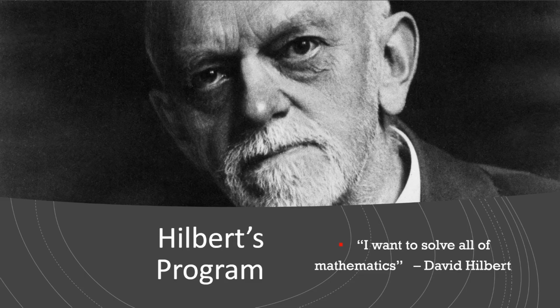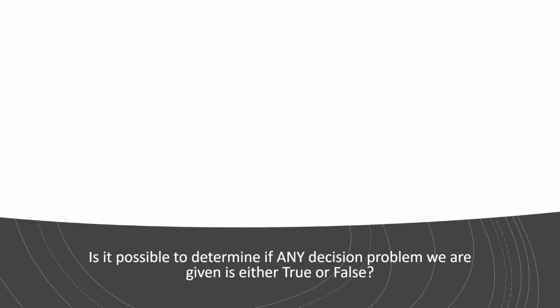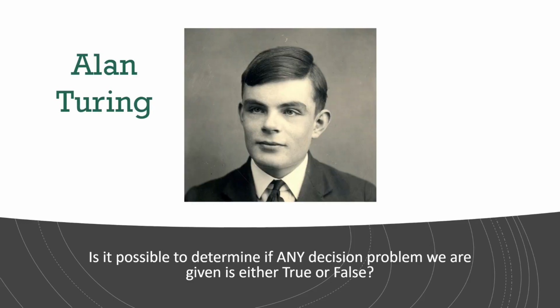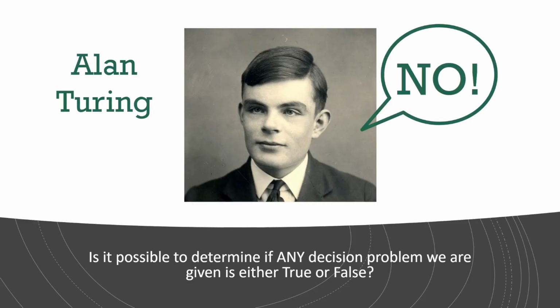In order to understand how the halting problem demonstrates this, we have to go back to the 1920s, when German mathematician David Hilbert decided to try to unify mathematics. This attempt was known as Hilbert's program and worked under a few key assumptions. 1. There are no undecidable problems. 2. We have complete knowledge of the axioms that support mathematics. What Hilbert was trying to do can be summed up in one question. Is it possible to determine if any decision problem we are given is either true or false? This is when Alan Turing came along and used the halting problem to show that the answer is no.